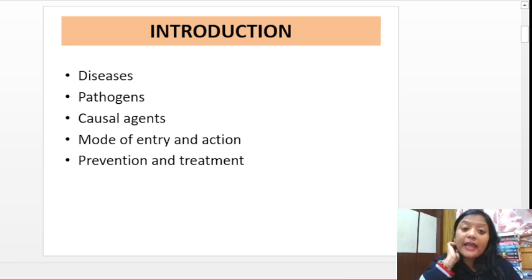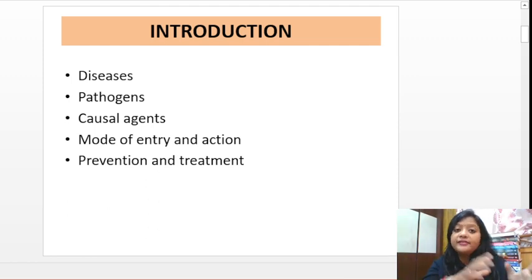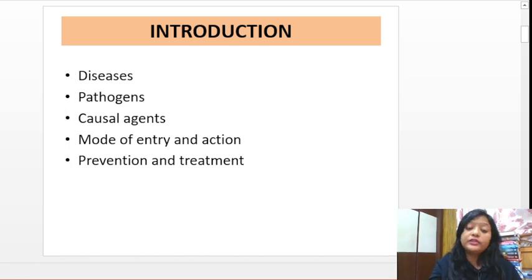And mode of entry and action. How are these diseases occurring, and what is the process that is being followed by those pathogens to cause the disease? How are they entering the human body? That is the mode of entry and action. I'll also be talking about the prevention and treatment of that particular disease. How will you prevent it, and what is the treatment that you can take?